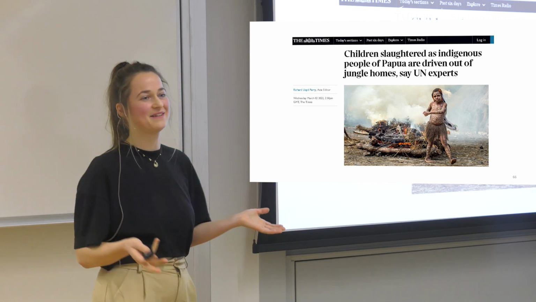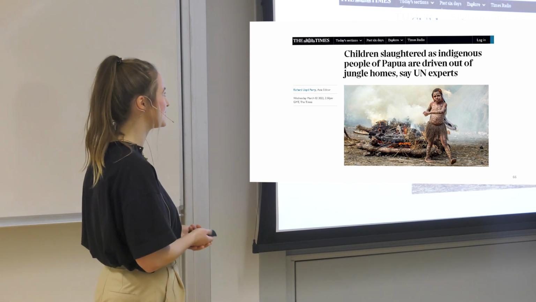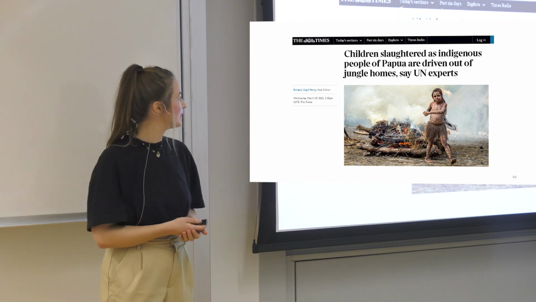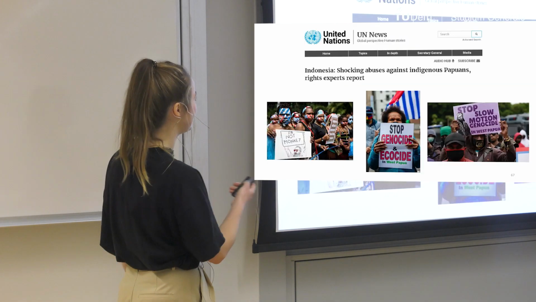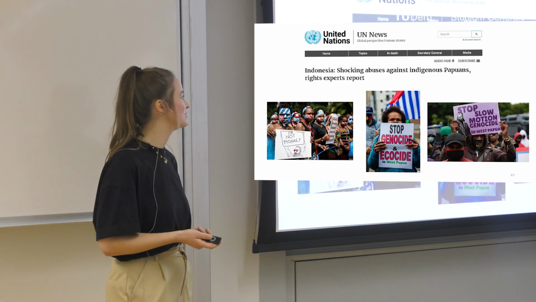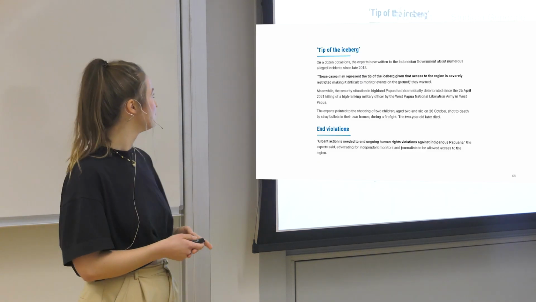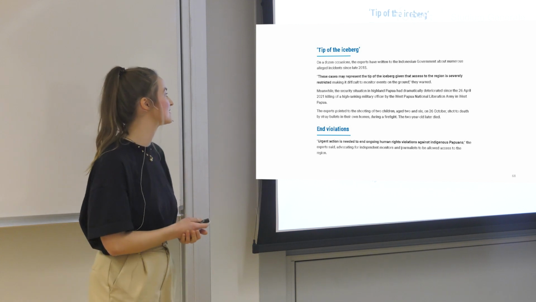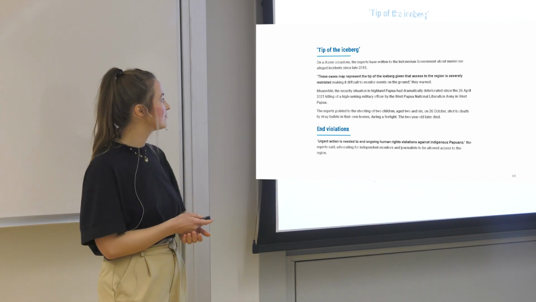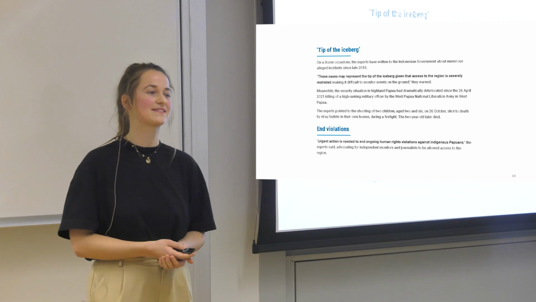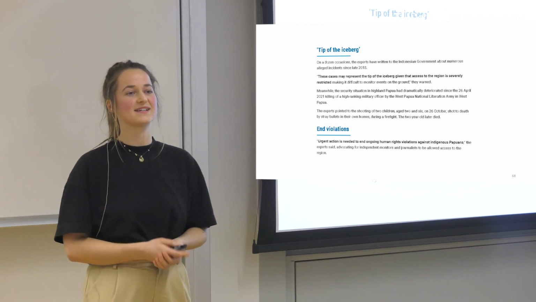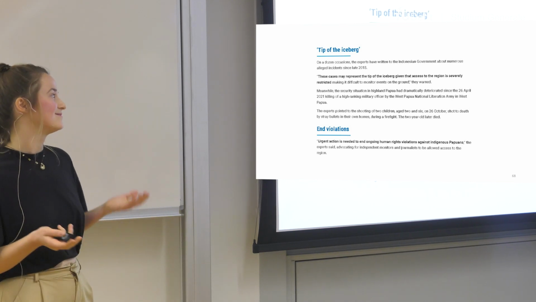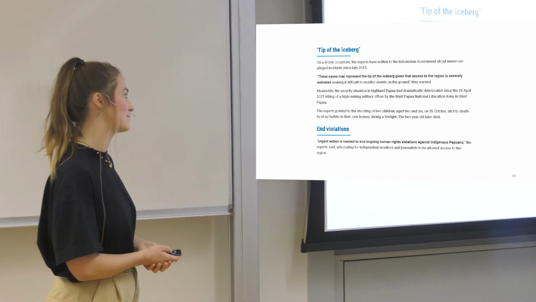And if you look at what's happening in the Raja Ampat region and in West Papua, children are slaughtered as indigenous people of Papua are driven out of their jungle homes. And the UN also mentioned that there are shocking abuses against indigenous Papuans. What the UN also mentioned is that these cases are just the tip of the iceberg, given that access in the region is restricted. And that's also one of my reasons that I decided to do my research in the Netherlands, and I didn't go to West Papua for safety reasons for me, but also for the Papuans over there.